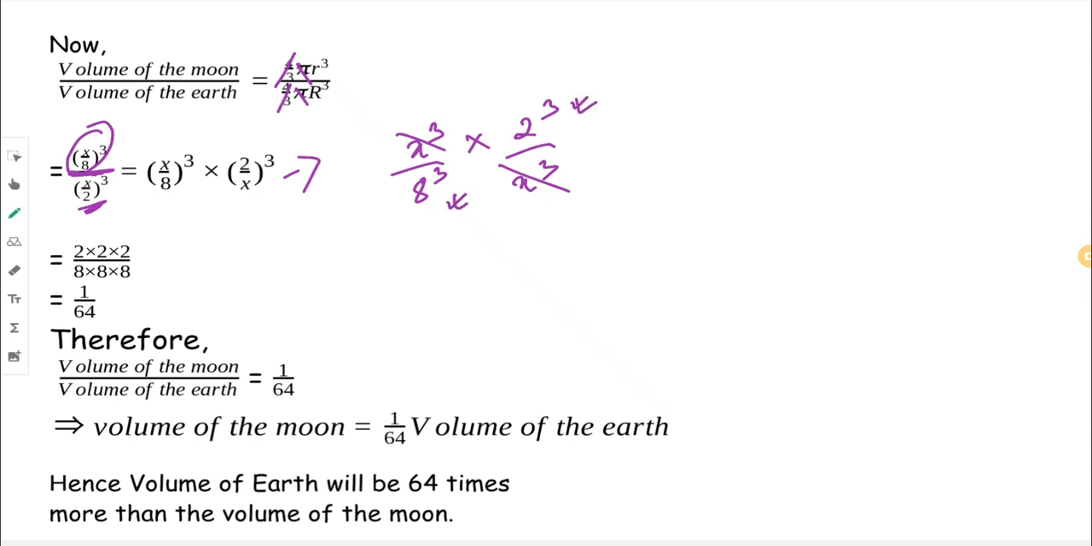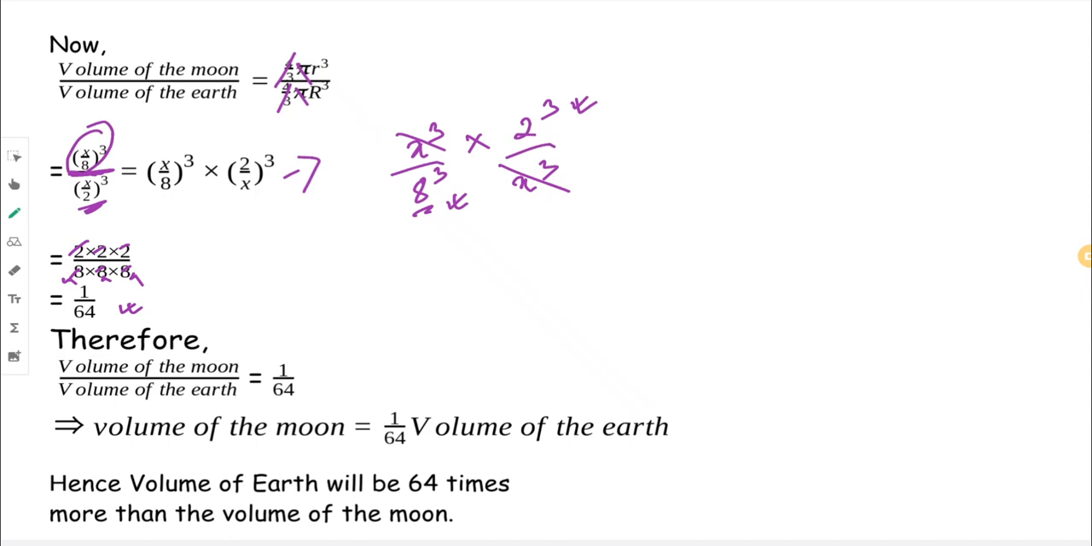So 2 cube simply means 2 multiplied 3 times. So you can see 2 into 2 into 2. Same thing with 8 cube, 8 into 8 into 8, and 2 4s are 8, 2 4s are 8, 2 4s are 8. So I'll have 3 4s, right? 4 4s are 16, 16 4s are 64. So if I try to find the ratio between them, it will be 1:64, right?